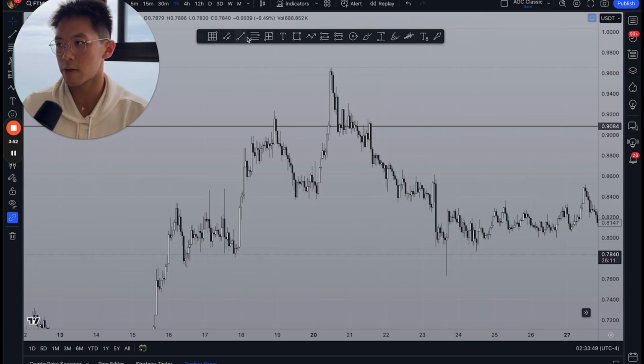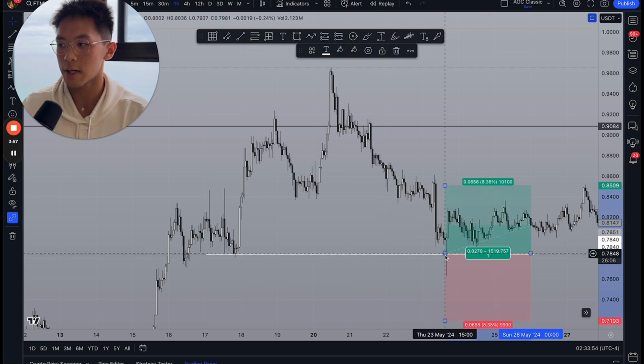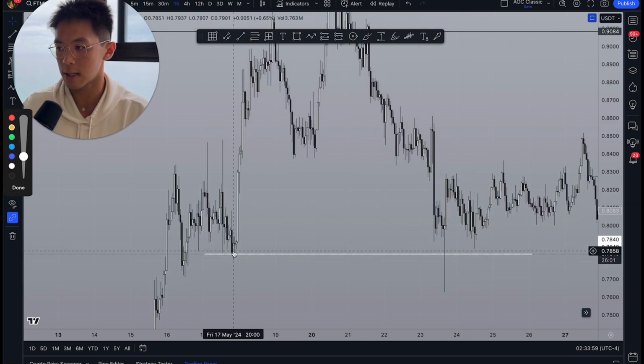So I'm going to give you another example. So let's say I'm taking a trade based on this liquidity sweep here. I take a trade based on this liquidity sweep over here.